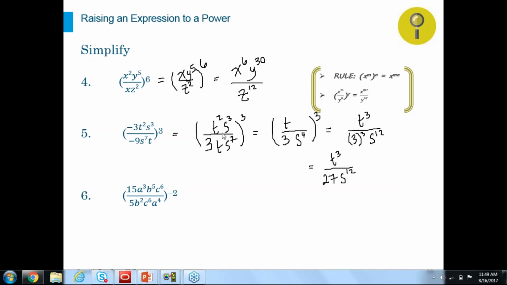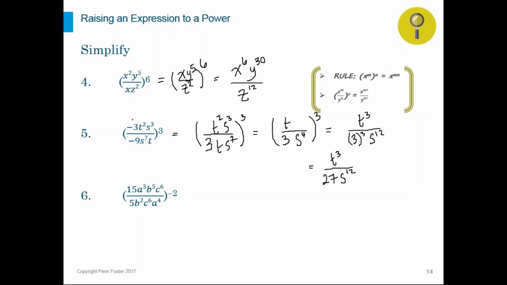Ariana is asking, is it okay to change the order of the bases? Yes, it is okay as long as the top here, the numerator, all the terms are multiplied. So if I want to write this as -3 s to the third t to the second, for example, it's the same as here, as long as all terms are multiplied. So in that case, yes, you are okay to change the order of the variables.